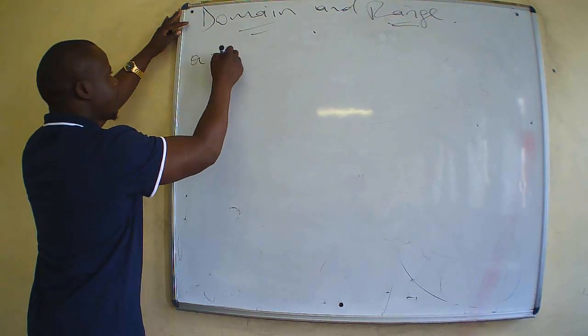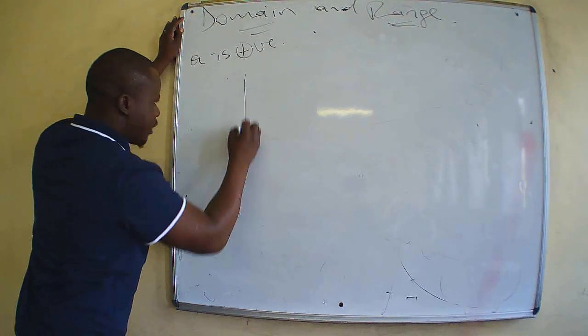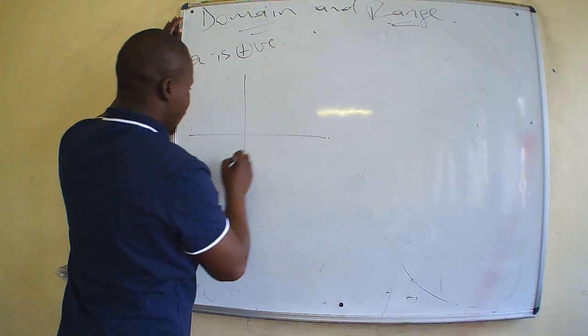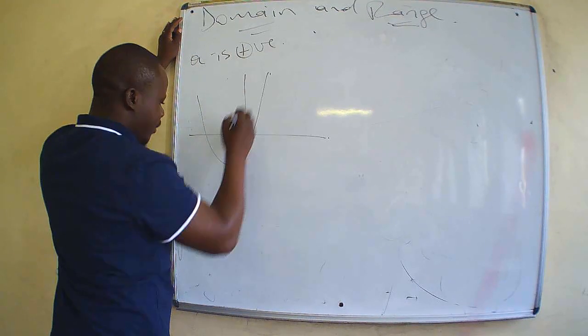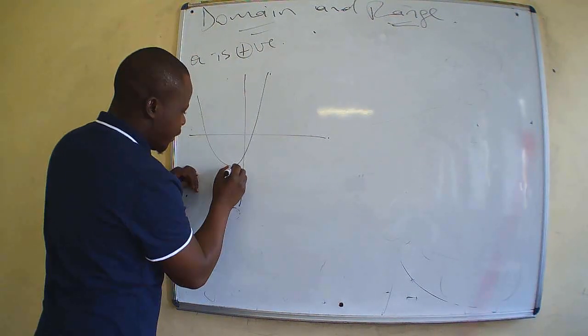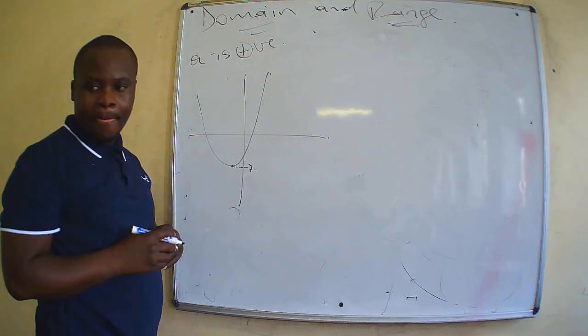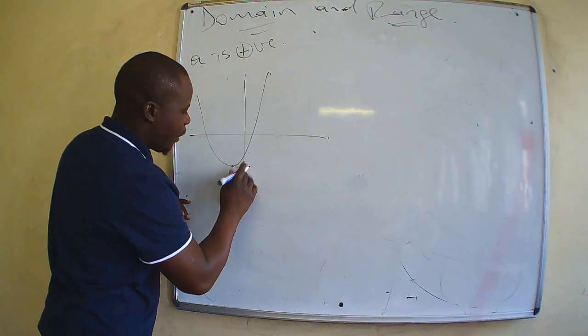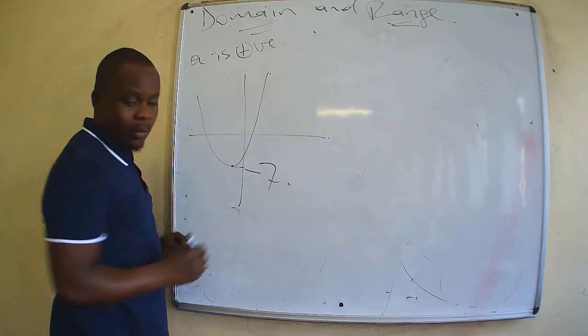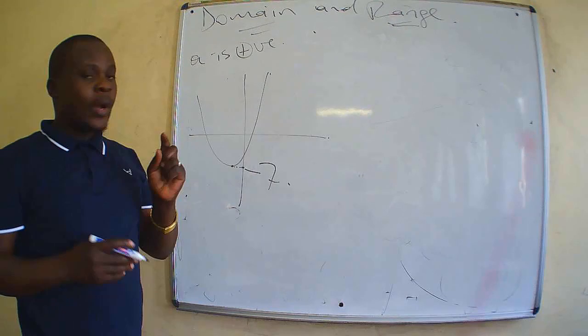If a is positive and we have the graph that looks like this, and this is our graph whereby the turning point is here, and if the turning point is at a point where y is negative 7, it's negative 7 here at this point. So understand one thing.